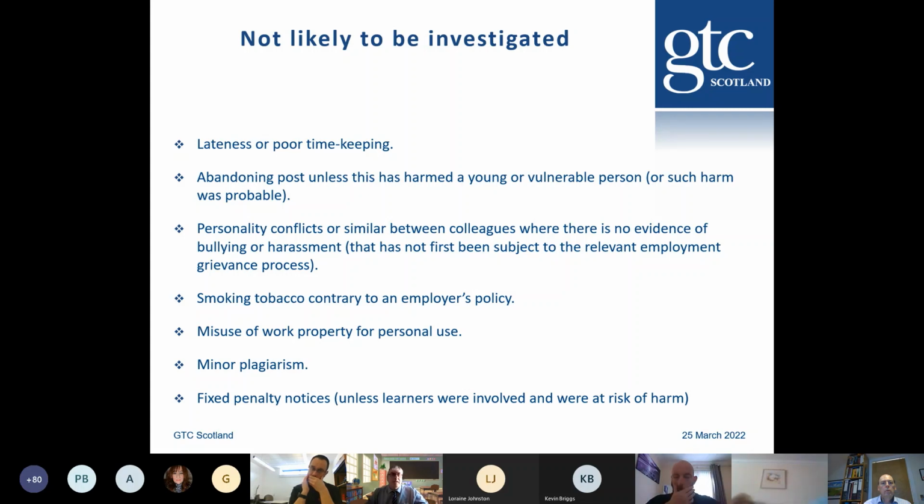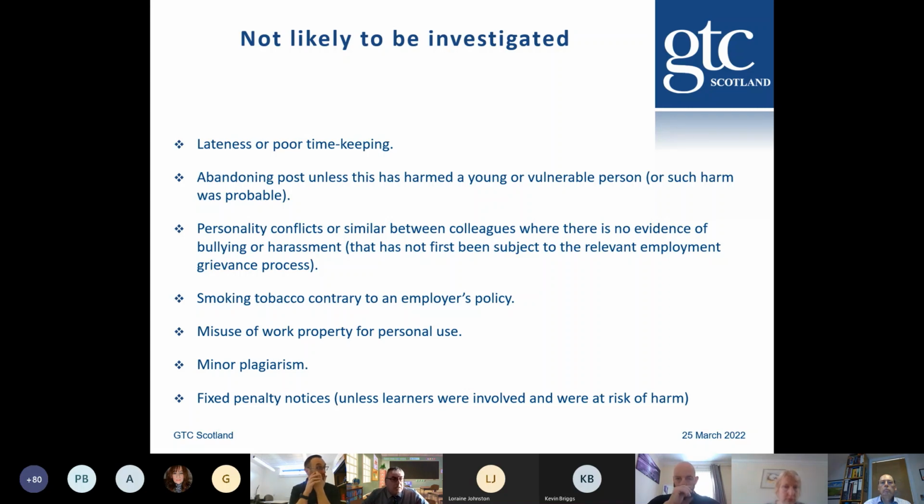Not likely to be investigated. Lateness or poor timekeeping, as we saw in the scenarios. Also abandoning post unless this has harmed a young or vulnerable person or such harm is probable. Personality conflicts are similar between colleagues. It would first be addressed at the local level, so by the employer. And they may refer it on if there is evidence of bullying or harassment or any such other behaviour which could come under relevant conduct.